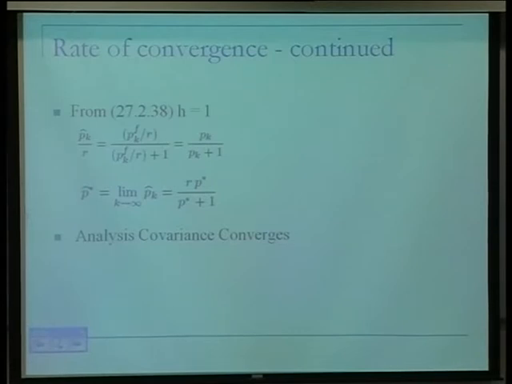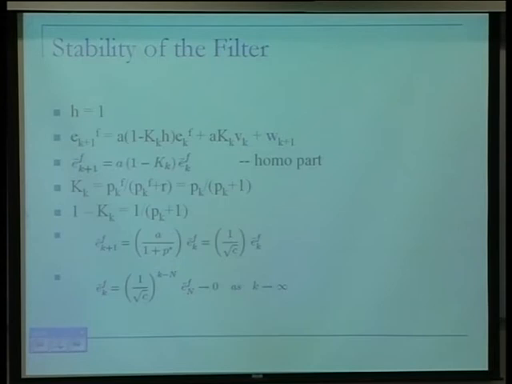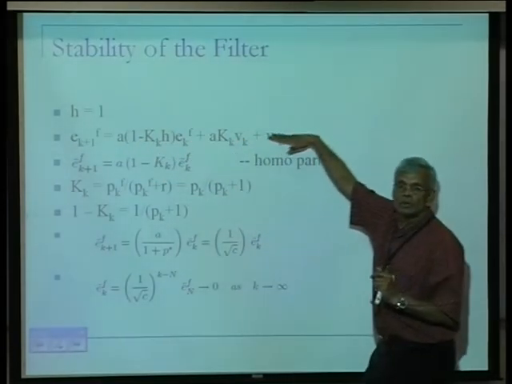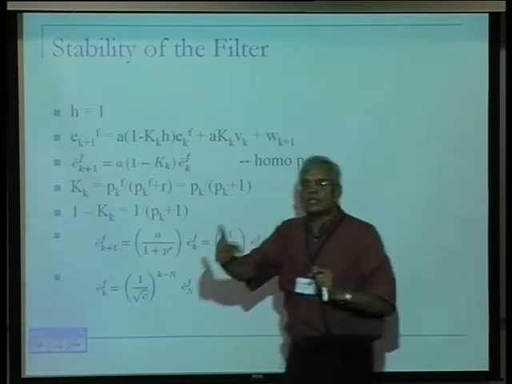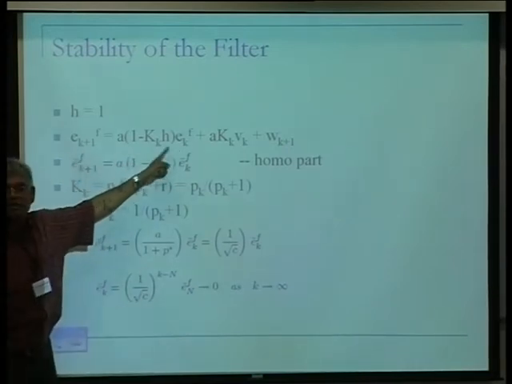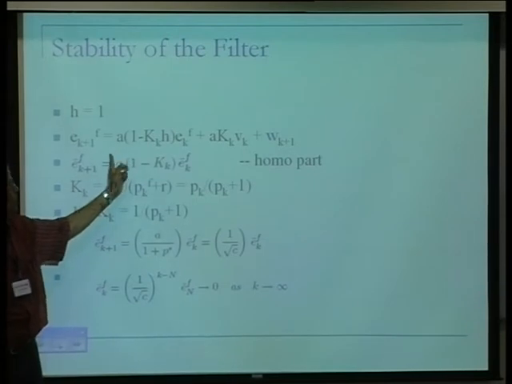Okay, so analysis of covariance convergence. Then another way you can talk about is what happens to the errors. The difference equations that talk about the evolution of covariances are all deterministic difference equations. But if you consider the evolution of the forecast error, this is a stochastic difference equation.